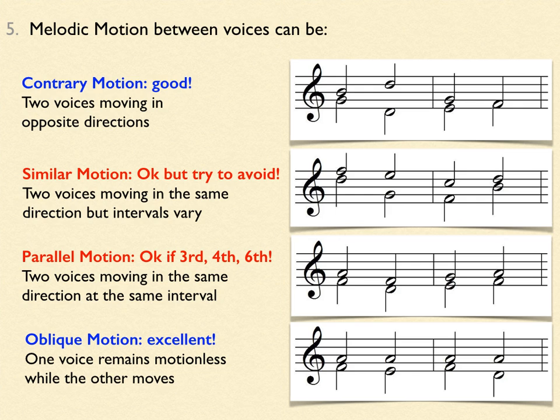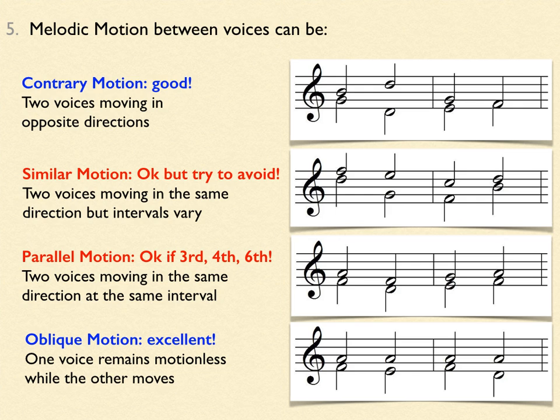So the rule is, if you don't have to move, then don't. So if the voice part doesn't have to move, then don't let it move. And if you have to move, then move by the smallest distance possible. Okay, so the two best melodic motions on that page are contrary motion, where you have the voices moving in opposite directions, and that's good. But what's even better is oblique motion, when one voice doesn't go anywhere while the other voice moves.